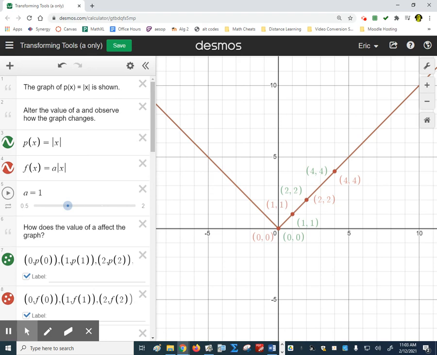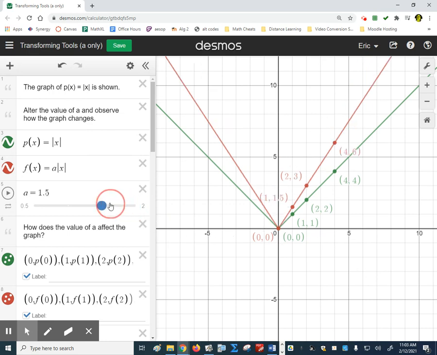Reflect, possibly? Okay, that's one thing it could do. You're right. More generally, what else could it do? If I multiply by a number, like what if I make A 2? Look what it does. What did it do?